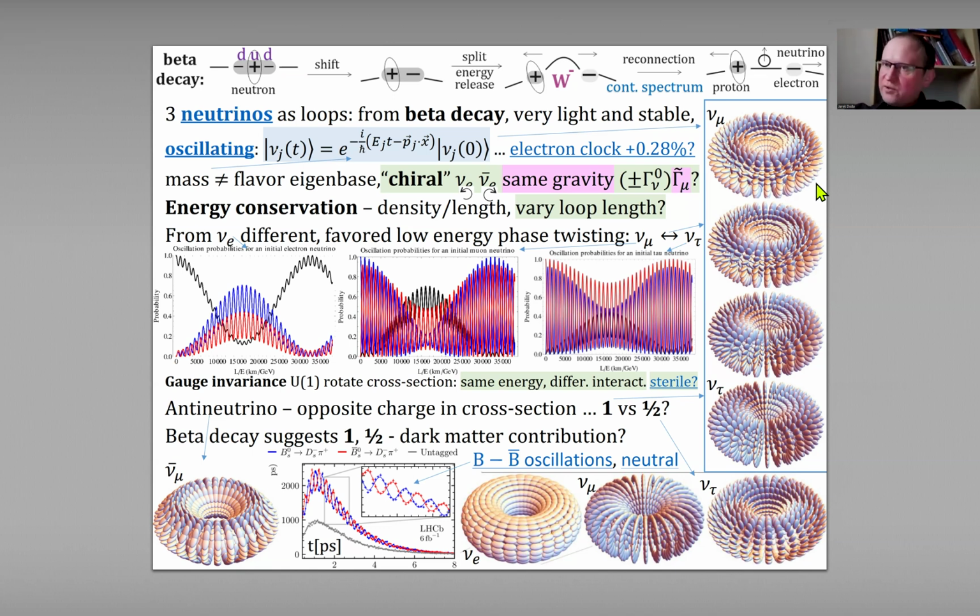However, it could have various sizes, so maybe you could also get a heavy neutrino. It's not a fixed value, but rather a fixed density per length. So maybe thinking about fixed lengths is not appropriate. So we have three neutrinos as loops from beta decay and stable oscillations. The oscillations could be just field rotations between two configurations like here.